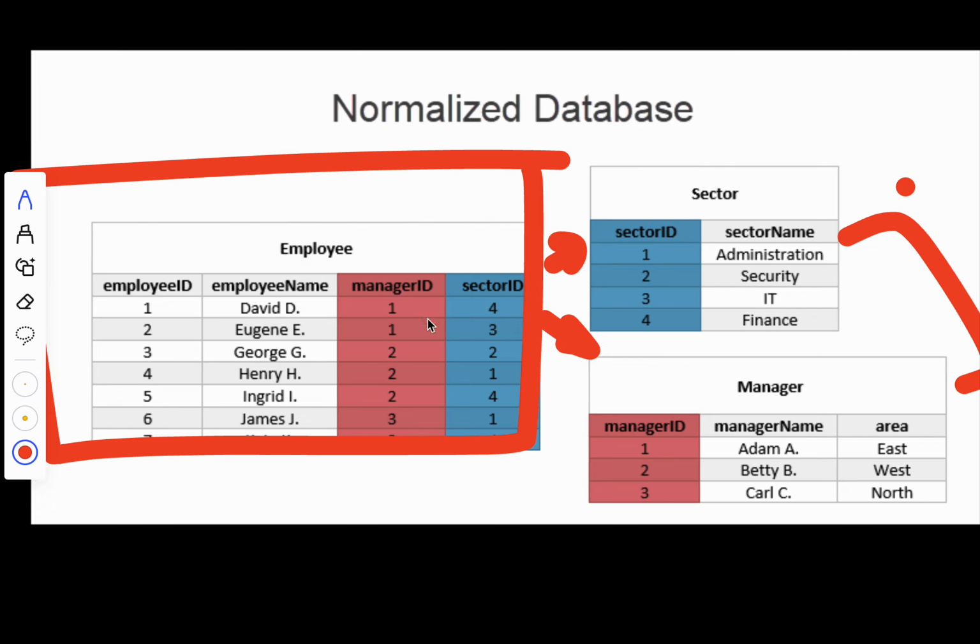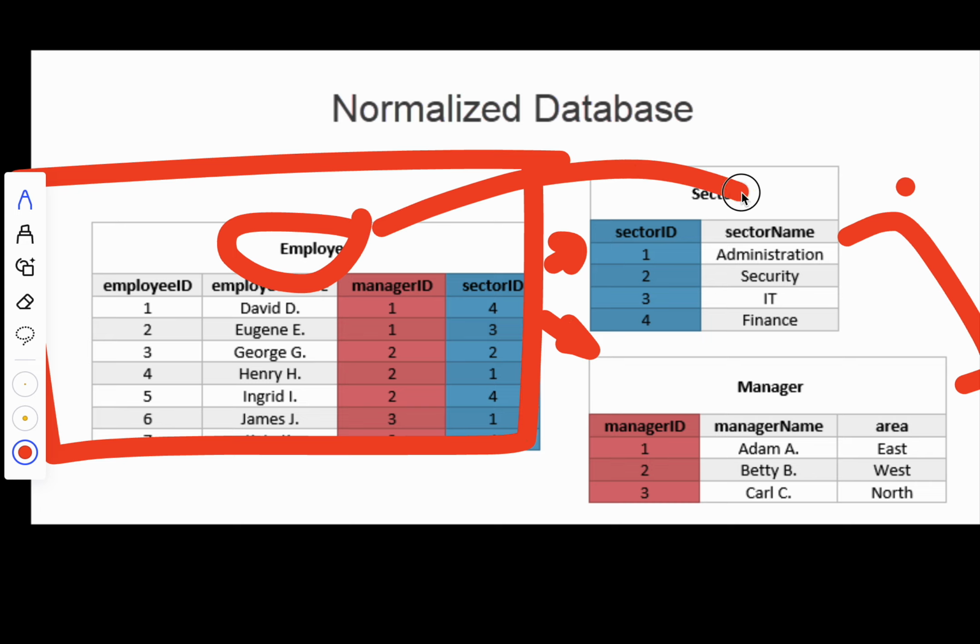But the problem is, if we want to get all the employees that, for example, have the sector name of administration, we have to make a join. And if we want all the employees that have the sector name of administration and the manager should be in the east, there are two joins, and in big databases, this will not end well for us. The query will be way more complex.